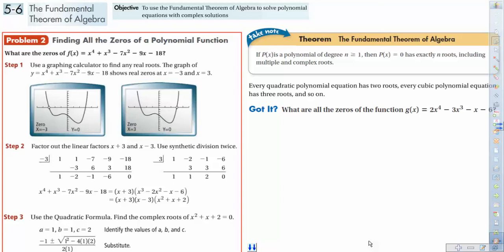Well, hello everyone. Let's talk about 5-6, finally the fundamental theorem of algebra. The key concept behind the fundamental theorem of algebra is we're going to use it to be able to write or solve, basically, polynomial functions that could have real roots and could also have imaginary roots. Sounds pretty complicated. In fact, it is pretty complicated.